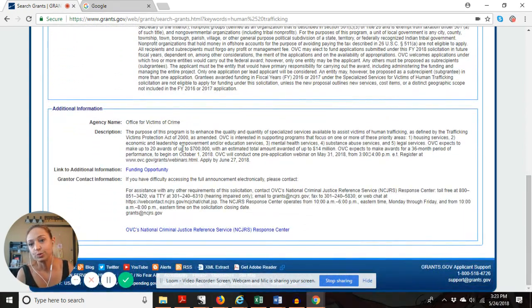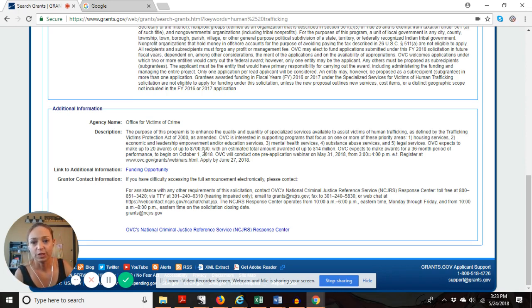And then as you scroll down, it also has the agency name, the Office for Victims of Crime, and the purpose. The purpose, of course, is very important because when you look back at your own mission and vision and what you're really looking at doing for this project, then you want to see what their description is, what their priorities are, and say, do we kind of mix? Are we going to be a good fit together?